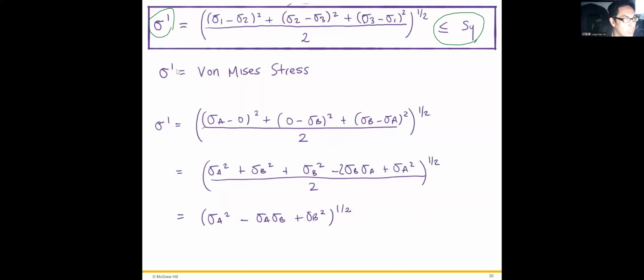And if we just return to the simple A, B case, sigma 1 corresponds to sigma A, sigma 2 equals 0, and sigma 3 corresponds to sigma B. So even for the two stress states, the von Mises stress sigma prime equals the square root of sigma A squared minus sigma A times sigma B plus sigma B squared.